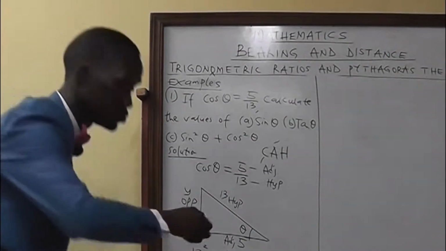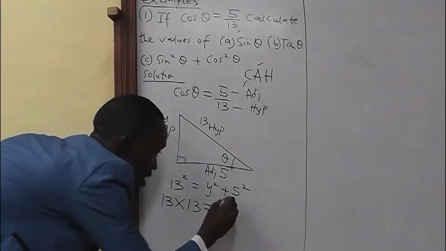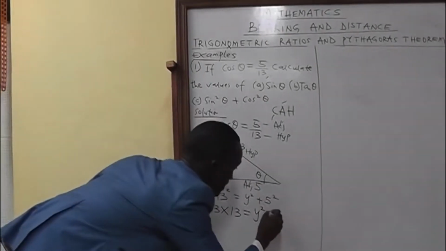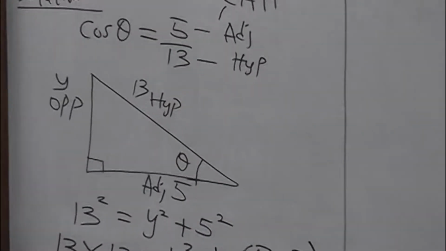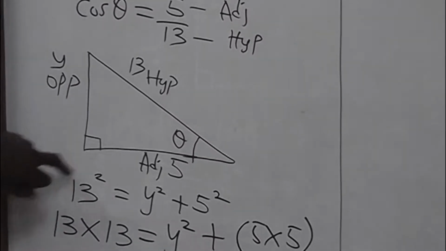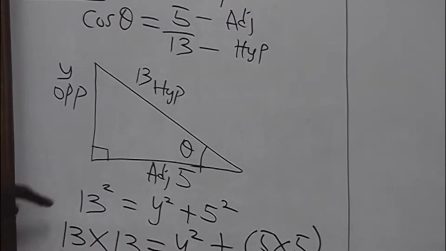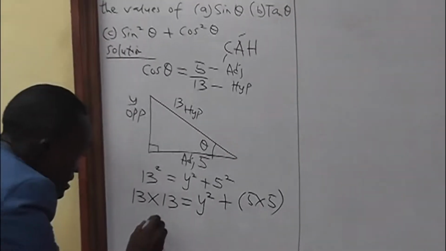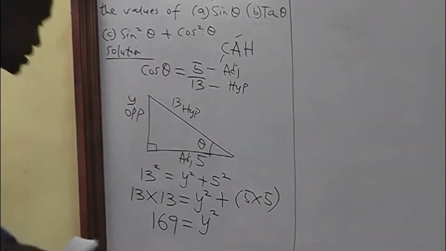13 raised to power 2 is simply 13 multiplied by 13. Then we leave y square as y square, or we can break it down as y multiplied by y. So this 5 square is also 5 multiplied by 5. I try to expand this because over the years I noticed that some students, while trying to find 13 square, will just do 13 plus 13. But 13 square is simply 13 multiplied by 13. So we have 13 multiplied by 13, that is 169. Then our y square still remains y square.